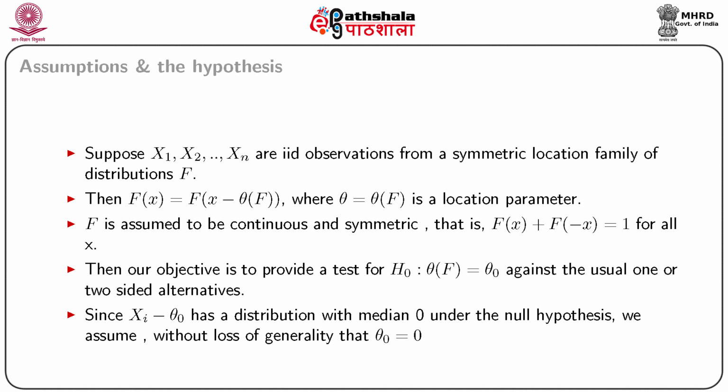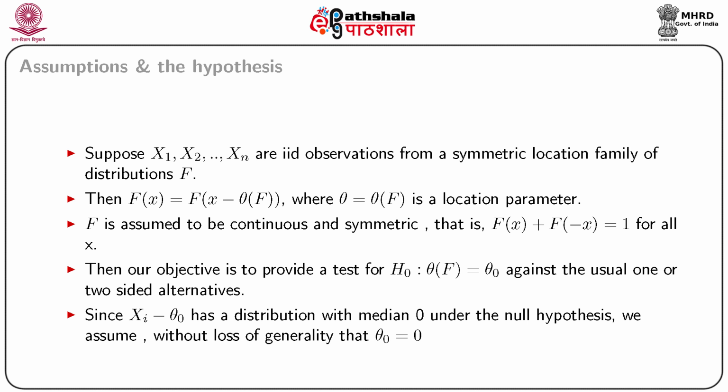Now, one can recall that symmetry implies a symmetric density, and the probability content above and below the point of symmetry are the same. Then, under symmetry, xi minus theta and theta minus xi have the same distribution for each i, and hence theta in this case is a median of f.